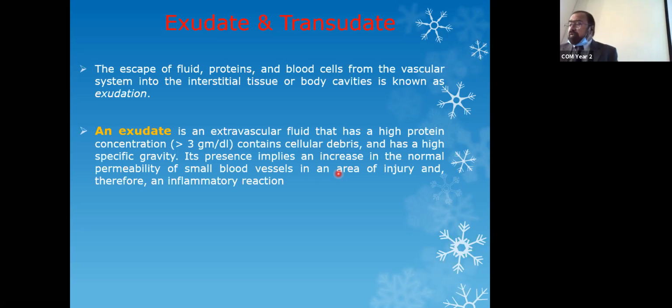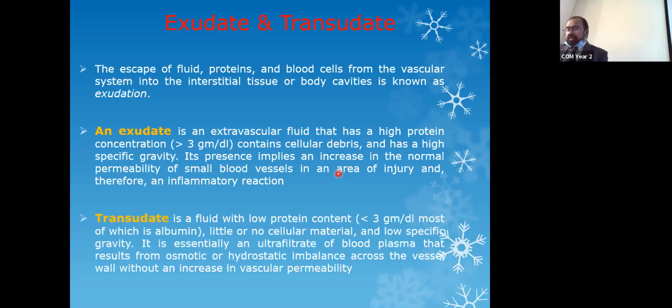Along with this, you have cellular debris, meaning cells are also coming out, plus the specific gravity is more than 1.020. Although it's not mentioned here, you can write that the specific gravity will be more than 1.020. It could be 1.025, it could be 1.030, but the specific gravity will be high. So its presence implies an increase in the normal permeability. You need increased permeability to let these cells, which are in the blood vessel, come out.